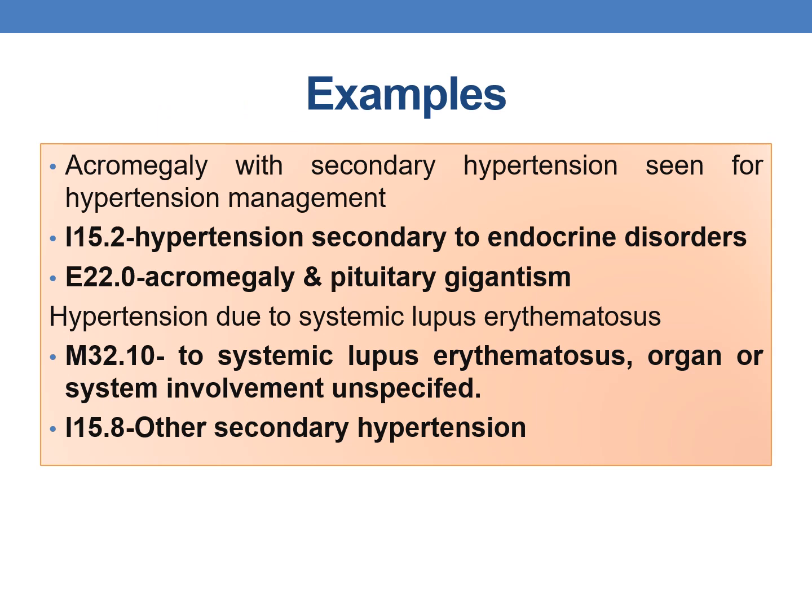Now let us see an example. Acromegaly with secondary hypertension seen for hypertension management. Here the patient is having acromegaly with secondary hypertension, but the patient is seen for hypertension management. So the PDX will be I15.2, hypertension secondary to endocrine disorders, followed by E22.0, acromegaly or pituitary gigantism.